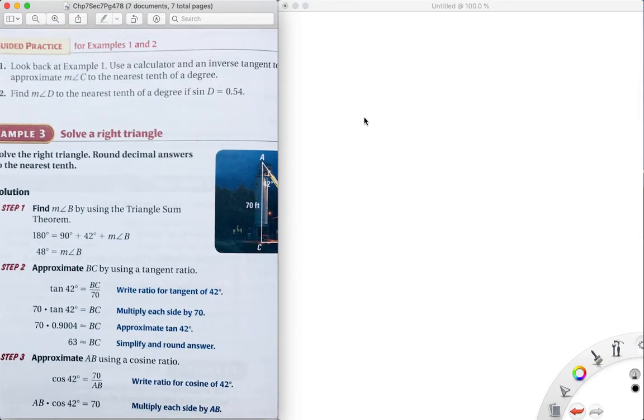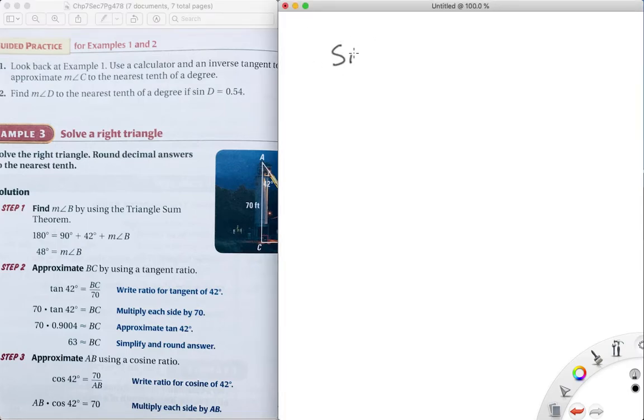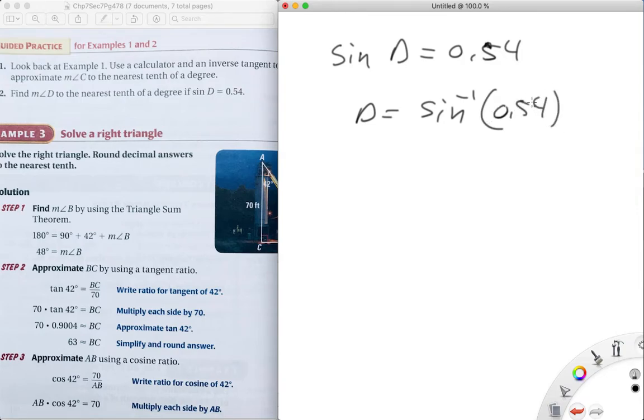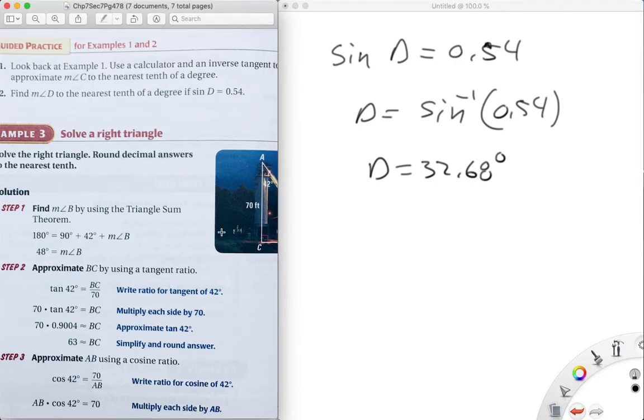All right, d to the nearest tenth. So sine of d equals 0.54. Then to find d, I just have to inverse sine. So d equals inverse sine of 0.54. And d is equal to 32.68 degrees.